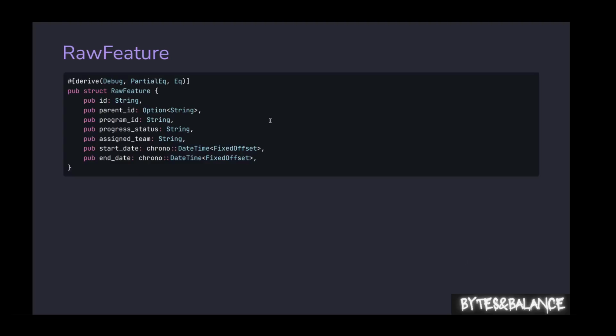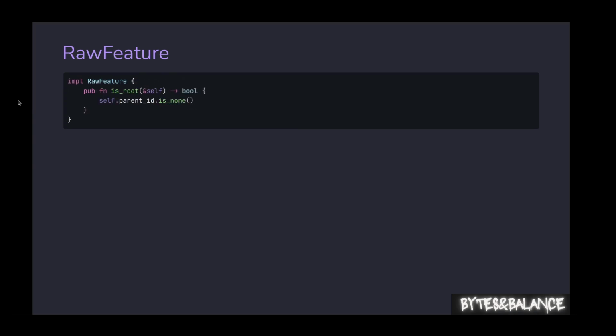So the RawFeature struct contains 7 fields, including the ID of the node, parent ID, program ID, progress status, which is complete or in progress, assigned team, which generates the feature, and start date and end date. And we've got this. In the implementation of RawFeature, we've got the is_root function, which gives a Boolean. And if a parent ID is actually set to null or None, then it is a root feature. We saw this in the example too.